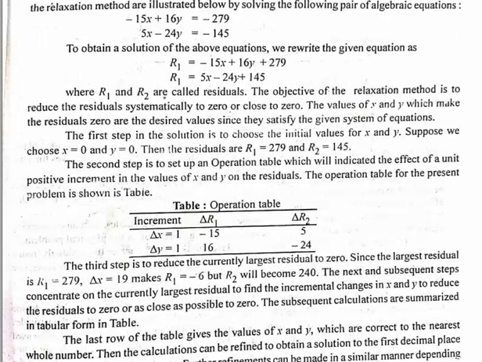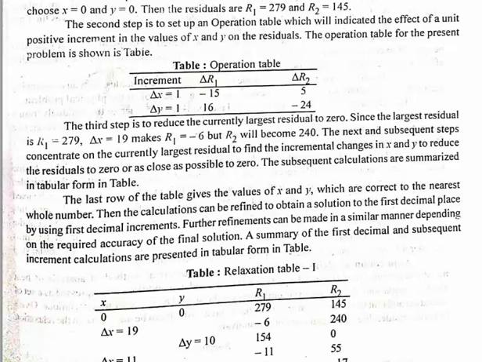The third step is to reduce the currently large residuals to 0. Since the largest residual R1 is 279, the change of x could be 19, and R1 will become minus 6 and R2 will become 240. The second and subsequent steps concentrate on the currently largest residual to find the incremental changes in x and y to reduce the residuals to 0 or as close as possible to 0. The subsequent calculations are summarized in tabular form. The last row in the table gives the values of x and y, correct to the nearest whole number.